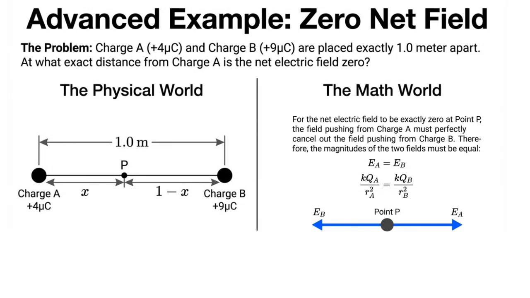When the net electric field is zero at a point between two charges, it means the electric forces from both charges cancel each other out perfectly. This balance point depends on the magnitudes of the charges and their separation distance.